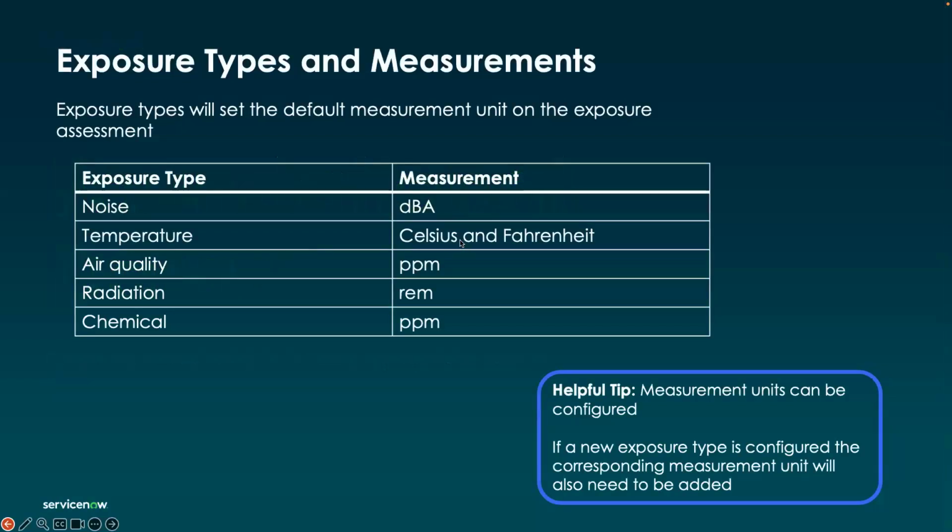And so for temperature, we have Celsius and Fahrenheit, depending on where your customer is in the world or how they track temperature. Air quality, we have ppm. Radiation, we have rem. And chemical, we have ppm too. Note, these measurement units can be configured as well. So if they have additional ones, maybe they wanted to add a different measurement unit for noise or for air quality, they absolutely can within that field.